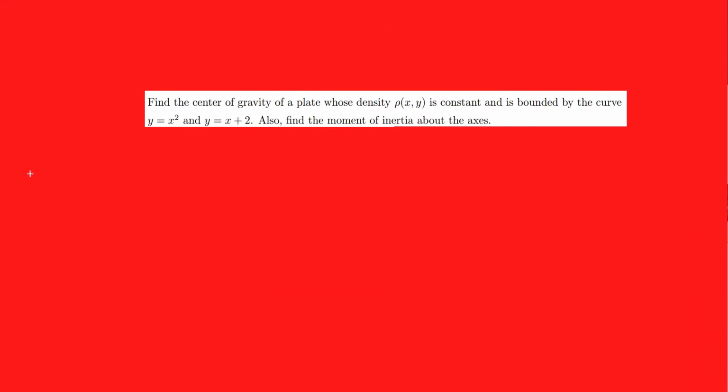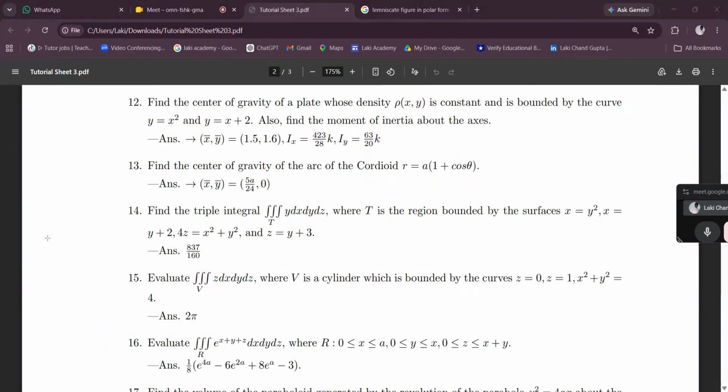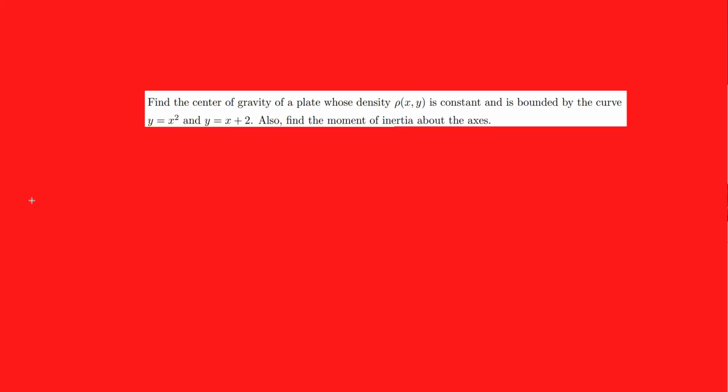See, how will you find center of gravity? Any idea? You have given two things. Density. Density is denoted by rho, and it is constant. Constant means there is no function, right?